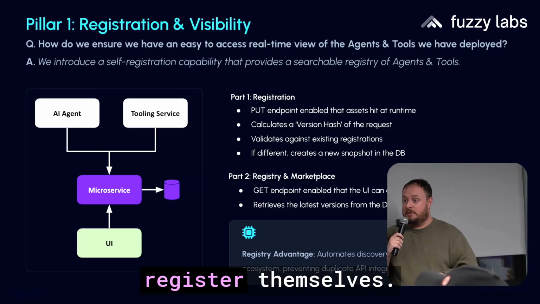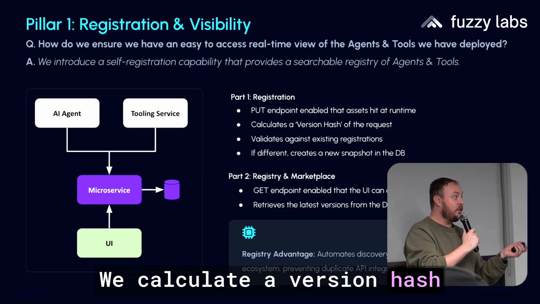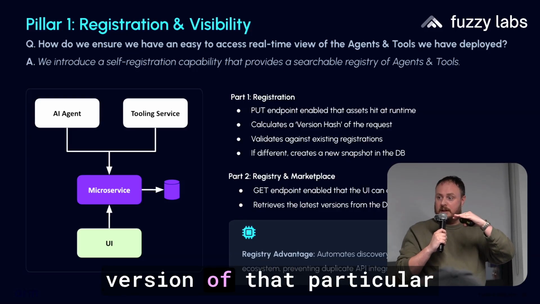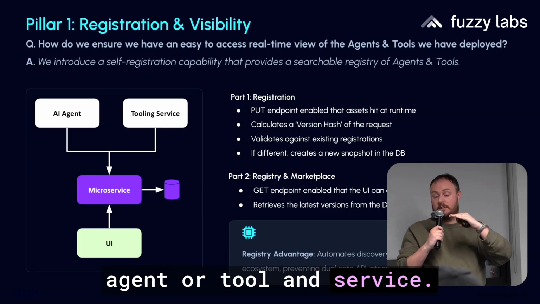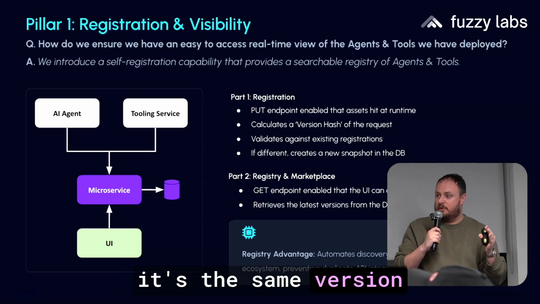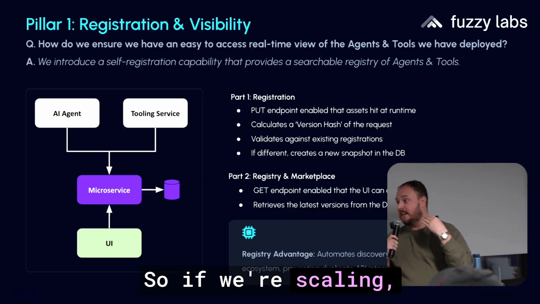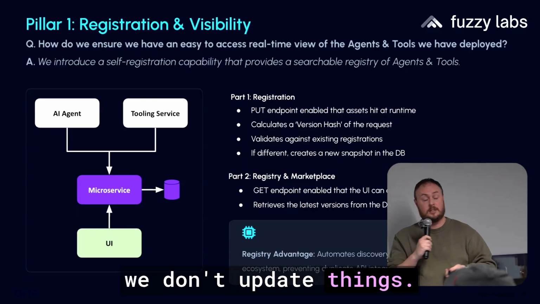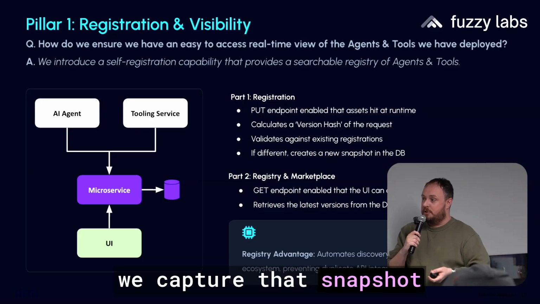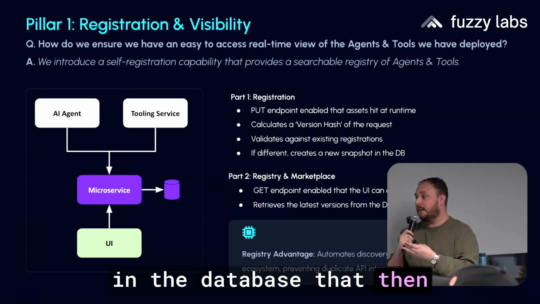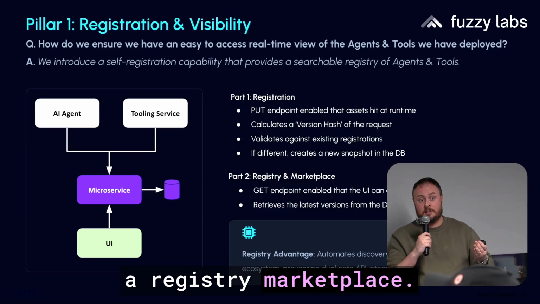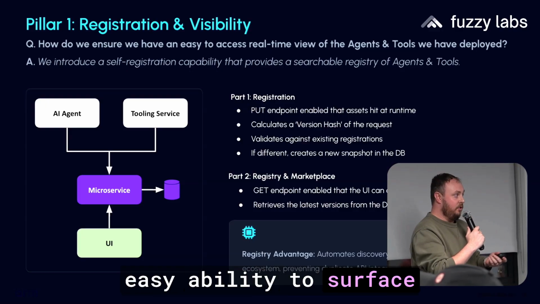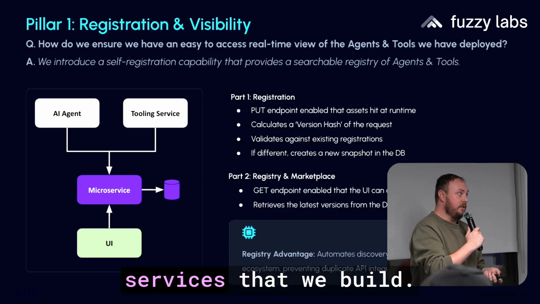As soon as they are deployed into GKE or Agent Engine or wherever we're putting them, they call that endpoint and register themselves. We calculate a version hash, so we know exactly the version of that particular agent or tooling service. We can validate whether it's the same version as a previous version, so if we're scaling, we don't update things. But where it is different, we capture that snapshot in the database. That then allows us to put that into a registry and marketplace, so we have an easy ability to surface all of the agents, all of the tooling services that we build.